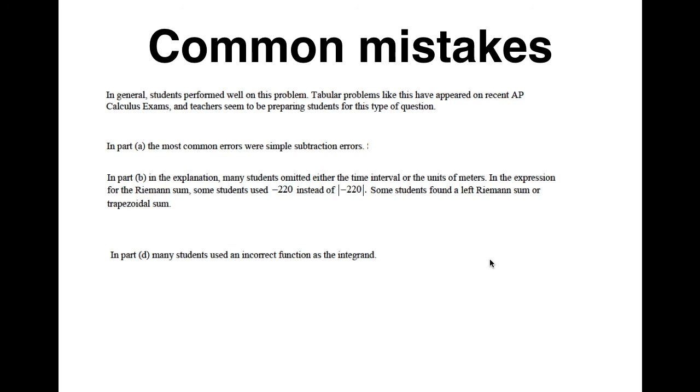In part A, the most common errors were simple subtraction errors. We saw an example. In part B, in the explanation, many students omitted either the time interval or the unit of meters. In the expression for the Riemann sum, some students used negative 220 instead of the absolute value. Some students found a left Riemann sum or trapezoidal sum. Just read the question carefully. In part D, many students used an incorrect function as the integrand. So that's what happened with our student 3. They put the acceleration instead of the velocity.